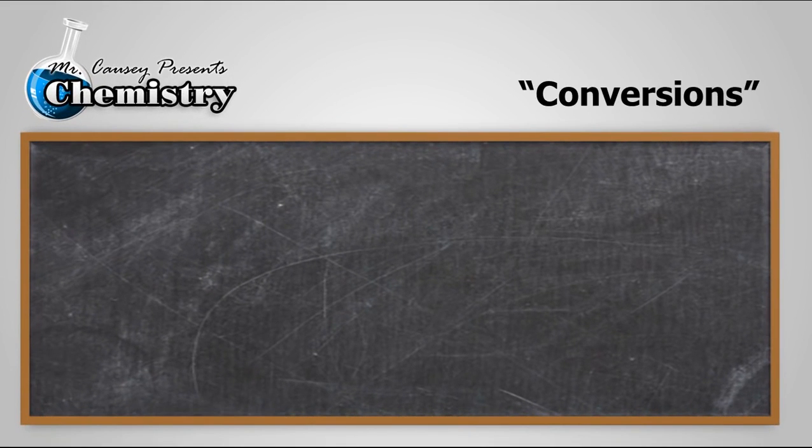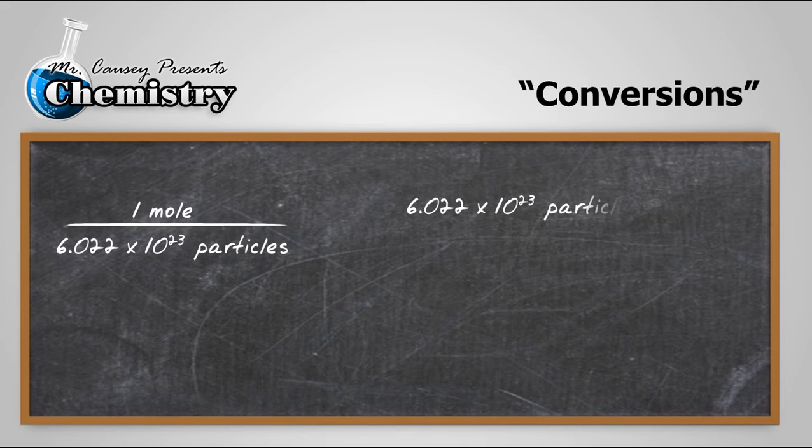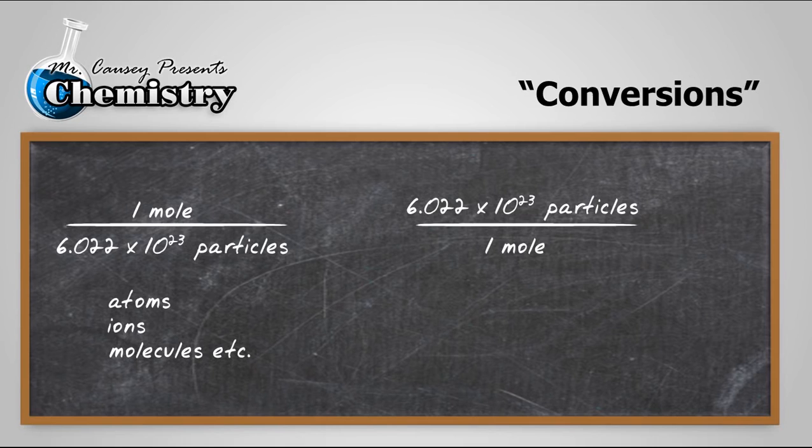All right, let's look at some conversions. It's not important for you to understand the history as much as it is that you understand how a mole is used. And 1 mole is 6.022 times 10 to the 23 particles, and 6.022 times 10 to the 23 particles is 1 mole. Particles can be atoms, ions, molecules, or formula units. But these conversions are used to go from moles to particles or particles to moles.